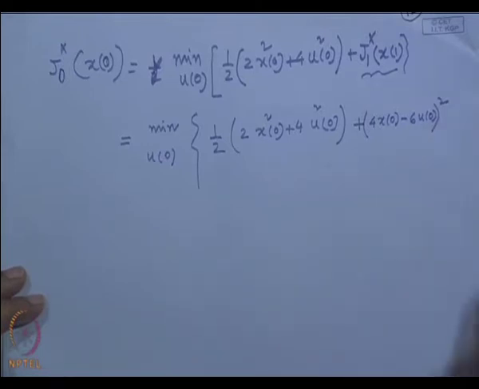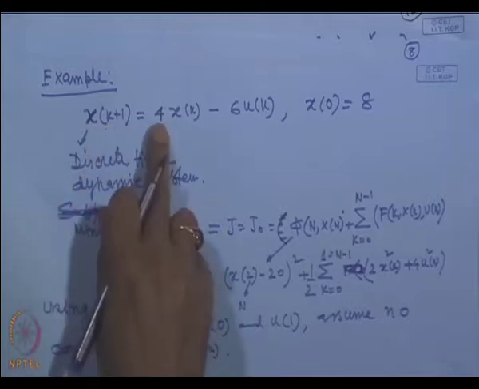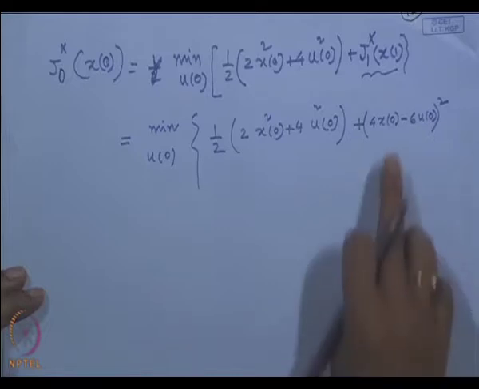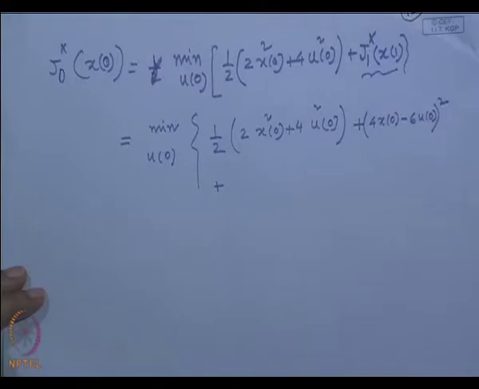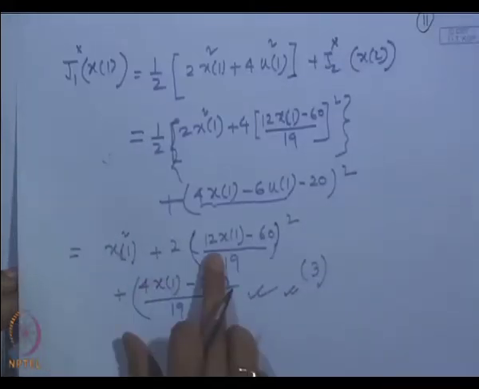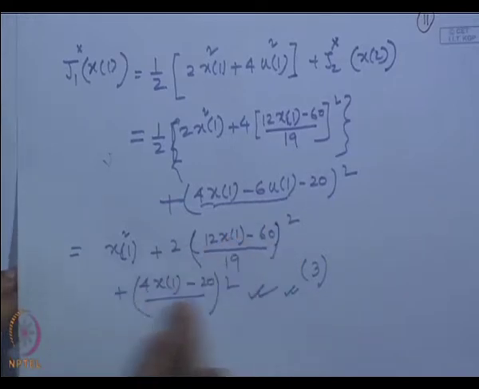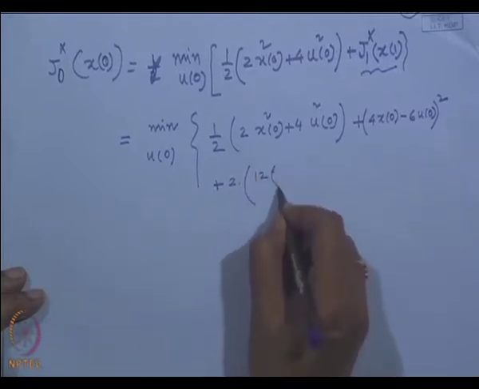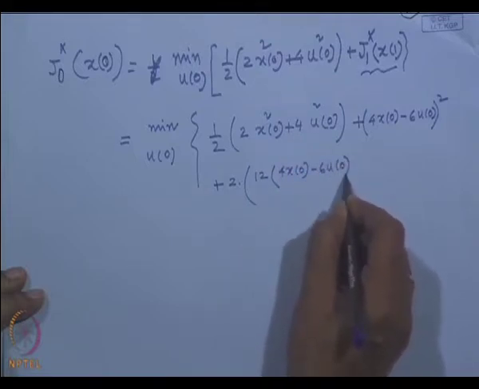Agree? Because you see this, our basic expression for the dynamic equation: when k is equal to 0, x of 1 is equal to 4 x 0 minus 6 u 0. What I have written here in place of x 1 square, I have written that one. Then 2 plus, see this expression, z 2 into 12 into x 1. So, I will replace x 1 by x 0, 2 into 12 into x 1, which means 4 x 0 minus 6 u 0.